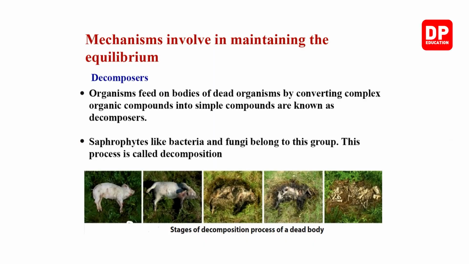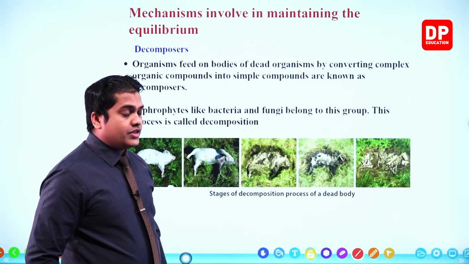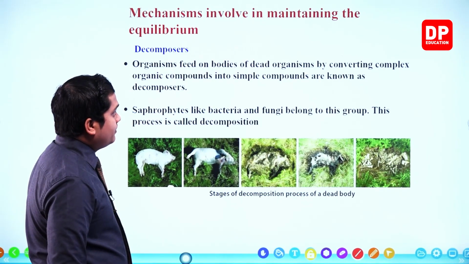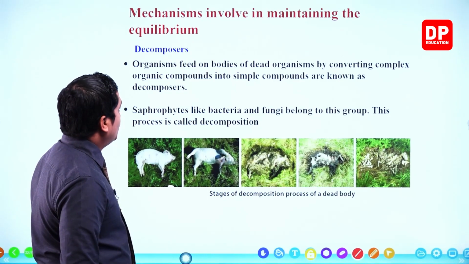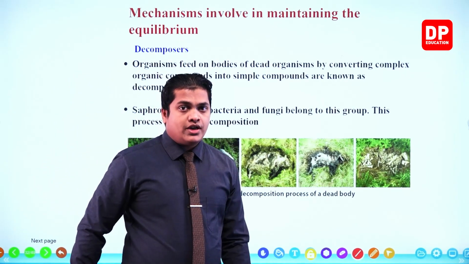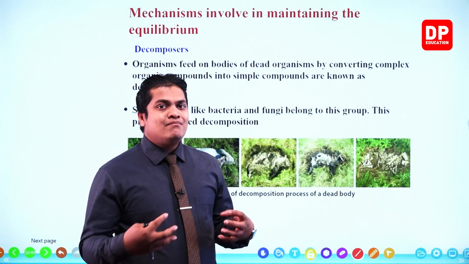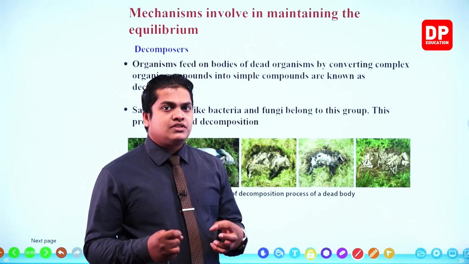Right then, the third one, decomposers. Number 3, decomposers. So you know who the decomposers are. Here it is given: organisms that feed on bodies of dead organisms by converting complex organic compounds into simple compounds are known as decomposers. Can you remember we wrote this down, right? So these are the organisms which depend on the dead bodies of organisms. They consume dead bodies, and they decompose these things.